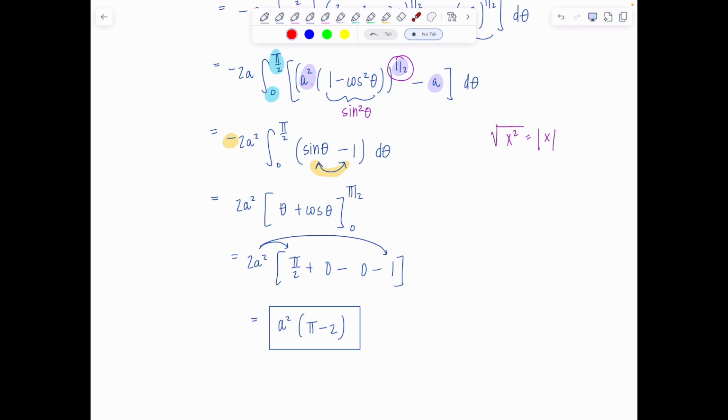I'm always going to push you to pull the constants outside as you go, because the less messy the integrand is, the better your brain can focus. So just always get in that habit. Push the constants out. Push the constants out.